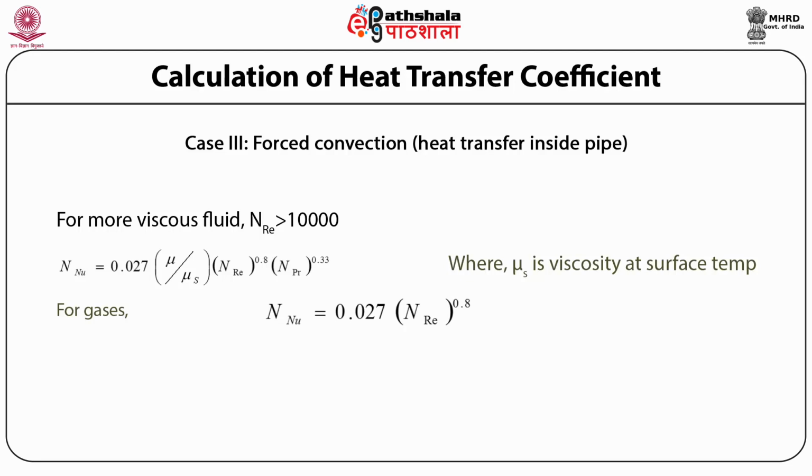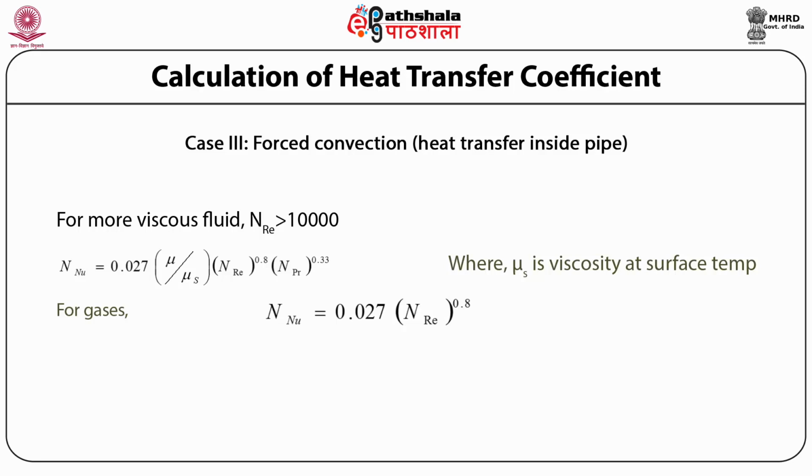As I tell you repeatedly, these are all empirical equations derived by different researchers. They did the experiments and derived these equations. The power they derived, sometimes it comes to 0.8, sometimes it comes to 0.33. These are all empirical constants.